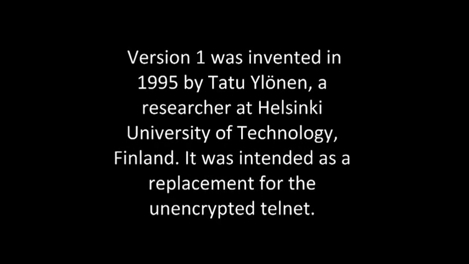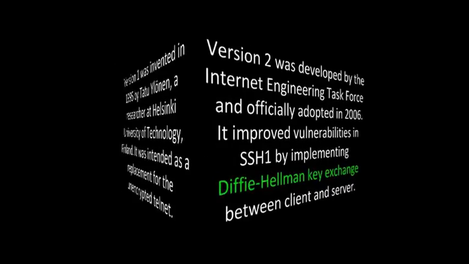The two main versions of Secure Shell are SSH1 and SSH2. Version 1 was invented in 1995 by Tatu Ylönen, a researcher at Helsinki University of Technology, Finland. It was intended as a replacement for the unencrypted and unsafe Telnet.